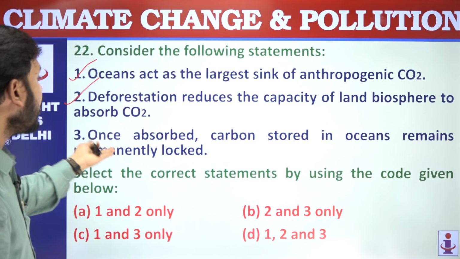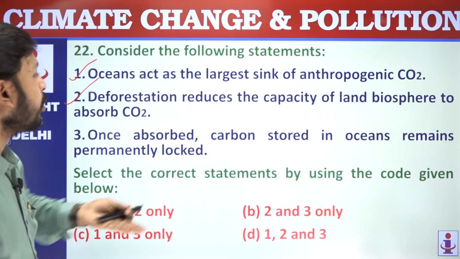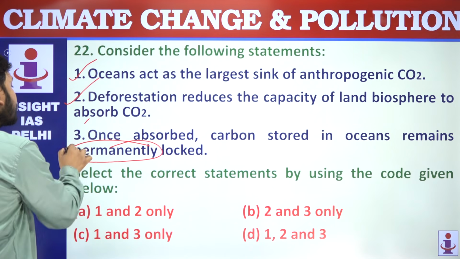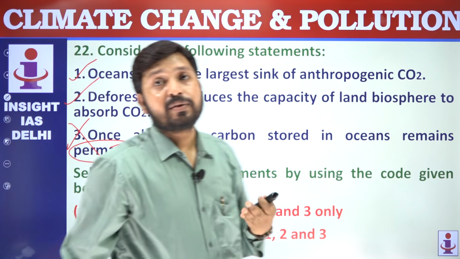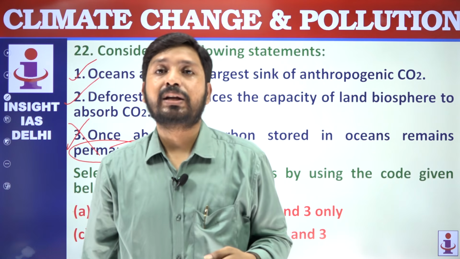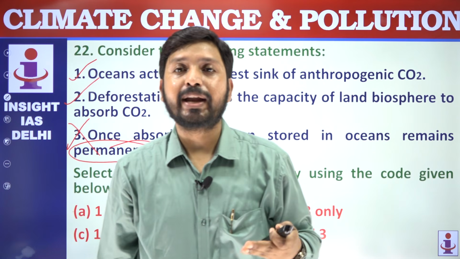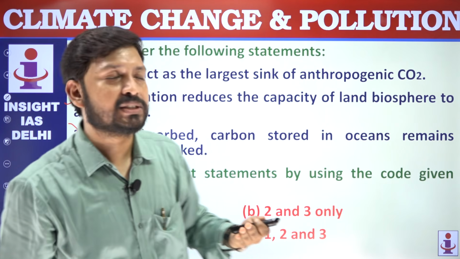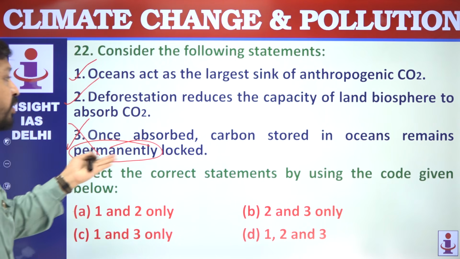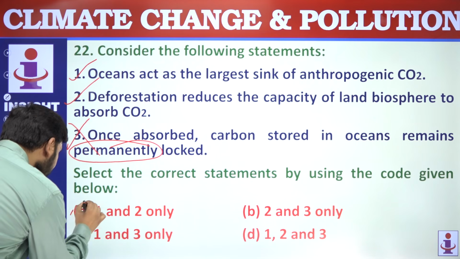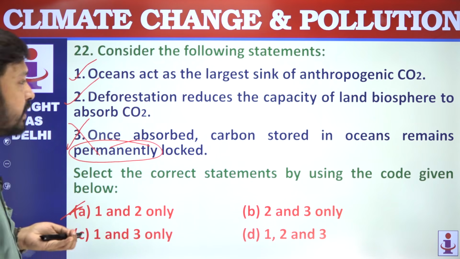The third one: once absorbed, carbon stored in the oceans remains permanently. This is also an extreme statement, permanently locked. This is the wrong statement, because we know certain phenomena like upwelling, or even if the ocean temperature is increased, then they will try to release the carbon dioxide. So upwelling, ocean temperatures increase, then they will try to release the carbon stored. So this is the wrong statement. So 1 and 2 are correct and the third one is wrong, and they are asking for the correct statements. So 1 and 2 are there in our option A. So this is the right answer. Let's go to the next one.